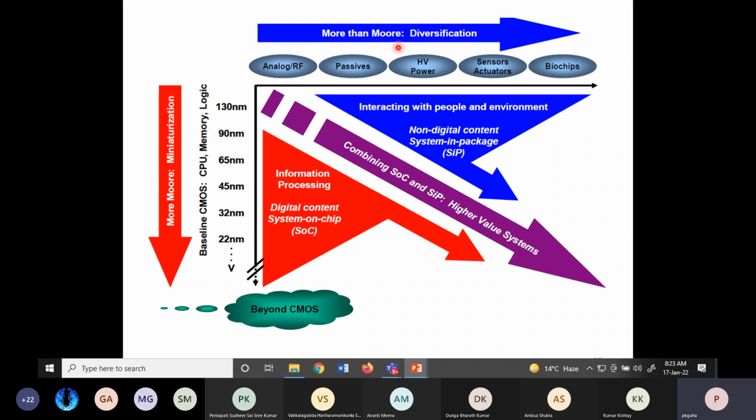But as I said, we have also been integrating analog, RF, passive devices, different kinds of active devices, sensors, bio chips, and so on and so forth with our electronic gadgets. So instead of going only in this y direction, we are also incorporating other functionalities. That way we are moving in this direction, combining SoC and SiP.